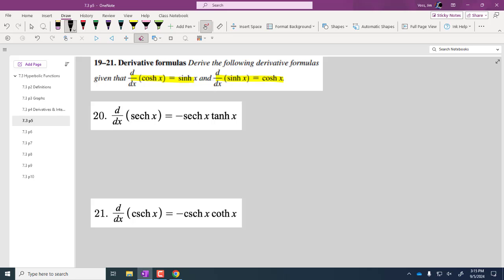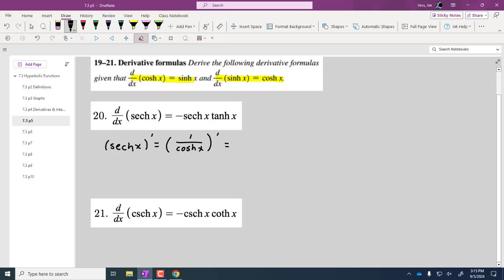So here's what we're going to do. The derivative of sech, using prime notation, we rewrite sech in terms of cosh, and we know that sech is 1 over cosh, just like secant is 1 over cosine. So they all line up as you would expect.